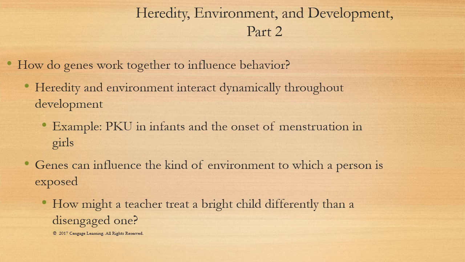So let's take a look and start to answer some of those questions. How do genes work together to influence behavior? Well, heredity and environment interact dynamically throughout development. So the example they give in your book is the PKU in infants and the onset of menstruation in girls. So as we talked about earlier, PKU is a homozygous recessive trait. So that means you have to have both recessive genes from your parents to have it.